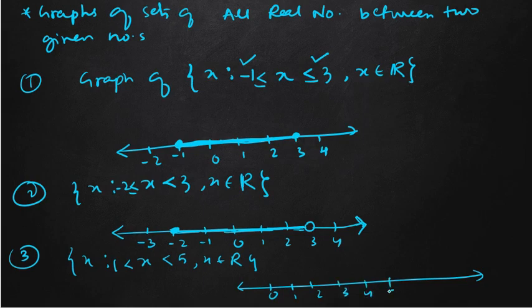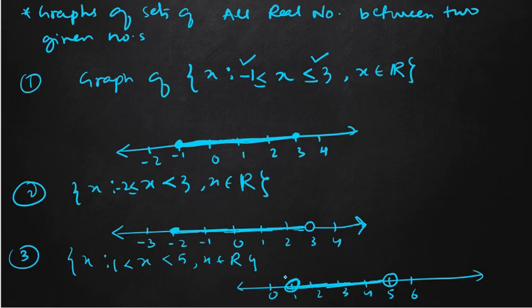Suppose 0, 1, 2, 3, 4, 5 and 6. So 1 and 5 are not included, and we have to write all the real numbers in between 1 and 5, excluding 1 and 5. So at 1 we will draw an open circle, and at 5 we have to draw an open circle, and then we have to darken or bold the line. Okay, so this is the procedure to draw all the real points. I think it is clear.